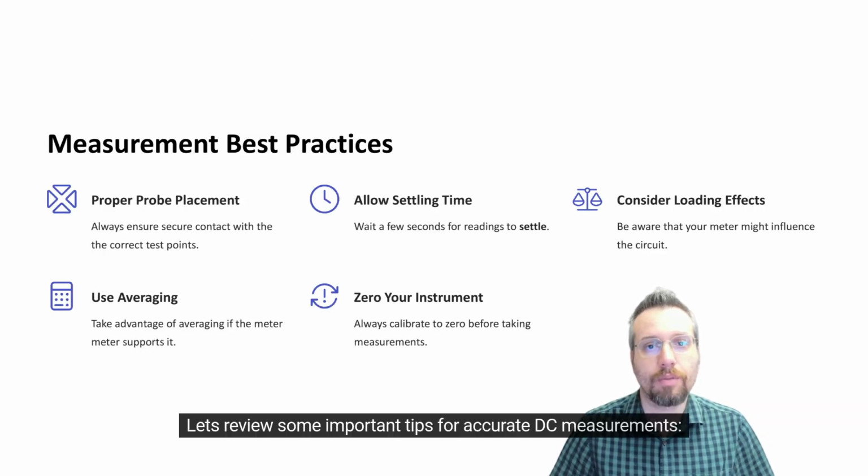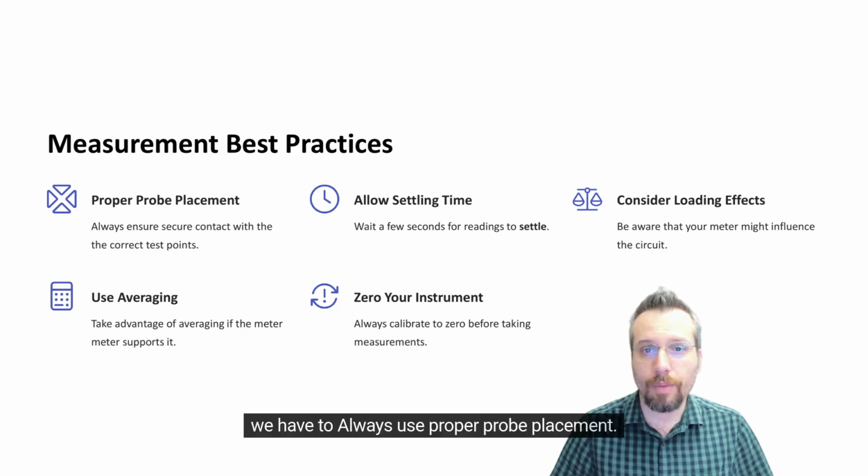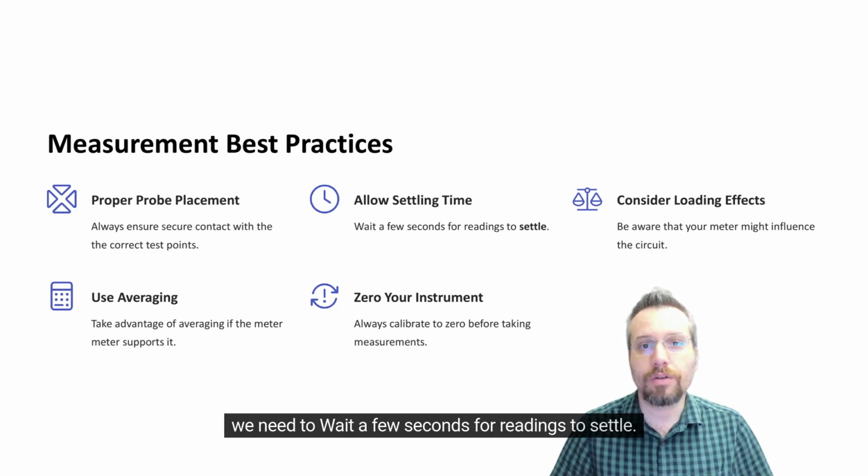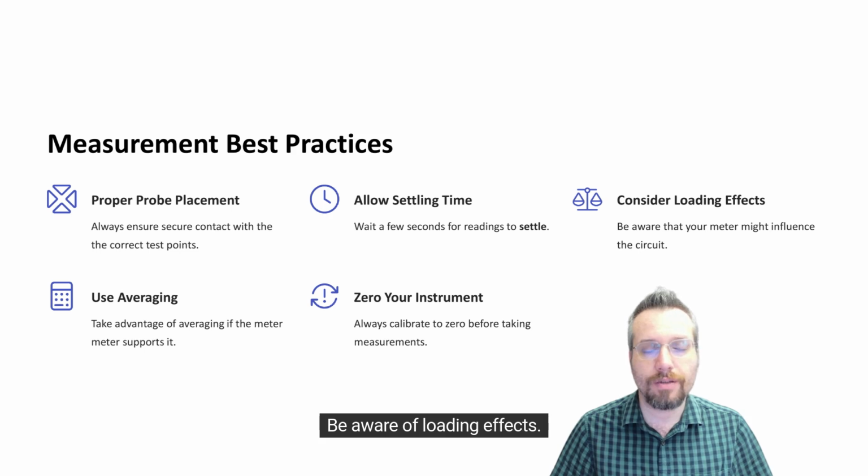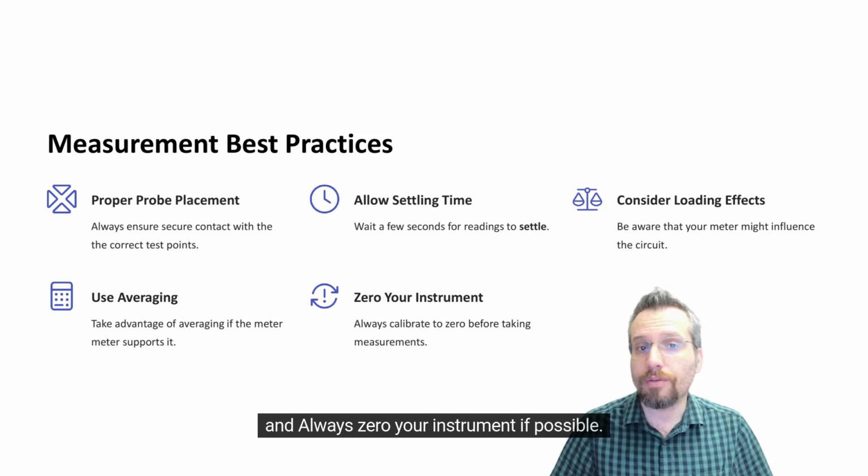Let's review some important tips for accurate DC measurements. We have to always use proper probe placement. We need to wait a few seconds for readings to settle. Be aware of loading effects. Your meter might influence the circuit. Use averaging if the meter supports it. And always zero your instrument if possible.